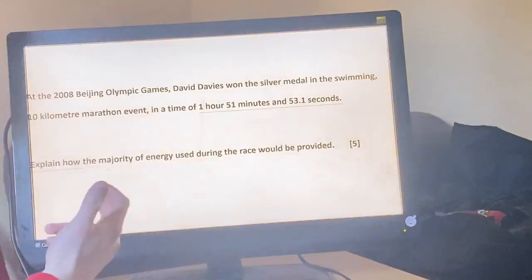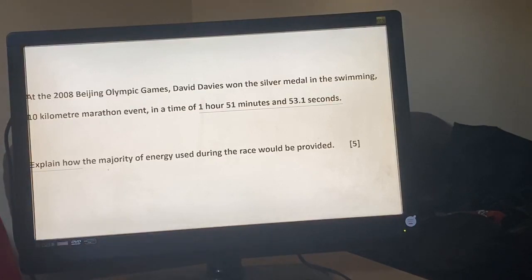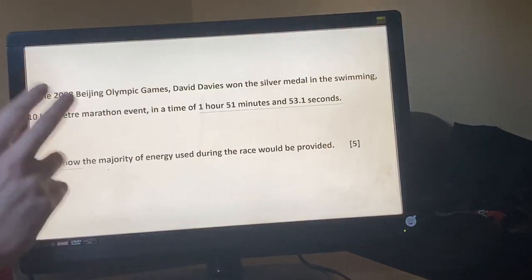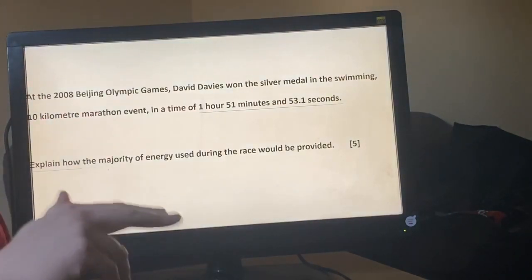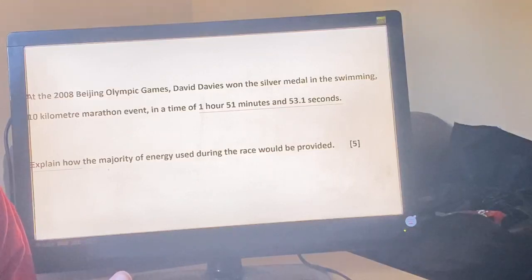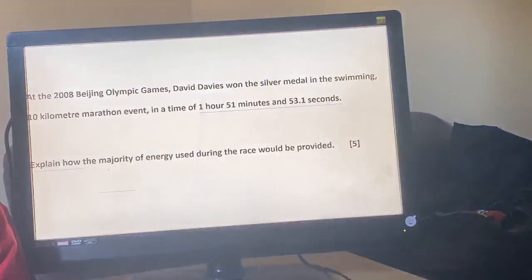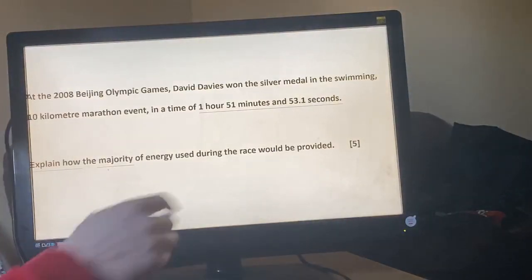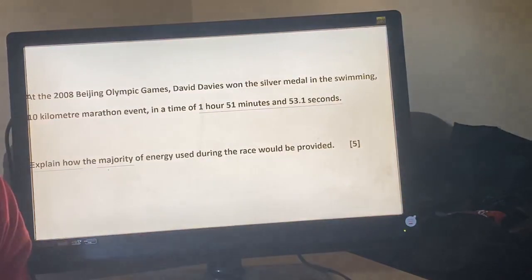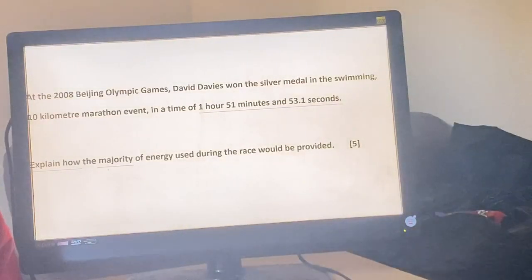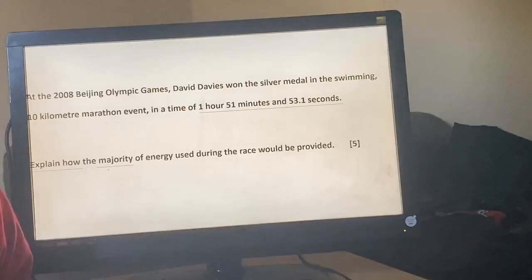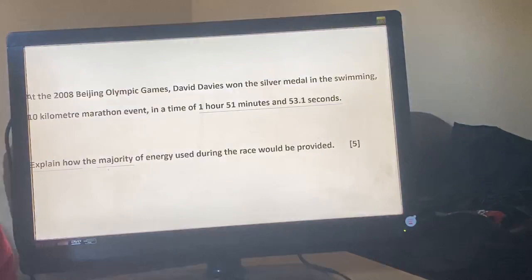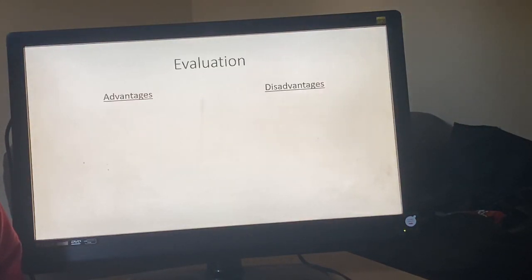Then it's got this "explain how". Explain how is like, what is the process? What has actually happened? So we would have to explain all of that aerobic respiration through the entire process and know it off by heart. Then, last of all, it was that "majority" word. All three energy systems will have contributed in this time, but the majority would have been provided by aerobic respiration. So despite it being pretty long, you would still have to write that entire process that we've just been through. Then we have the evaluation of it.